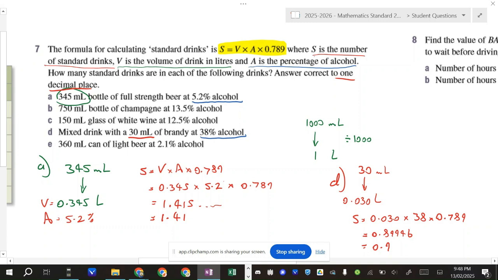So what you had to do, the big thing here was converting these into litres, and then just remembering not to use the percentage sign in your calculator. All right, done.